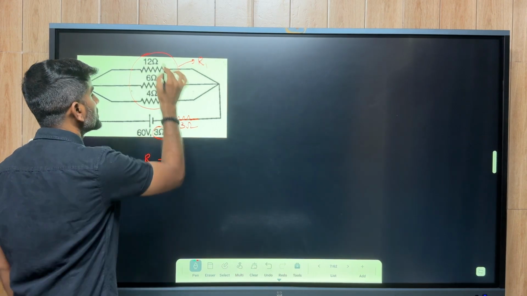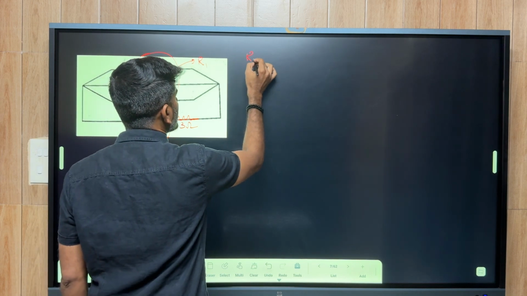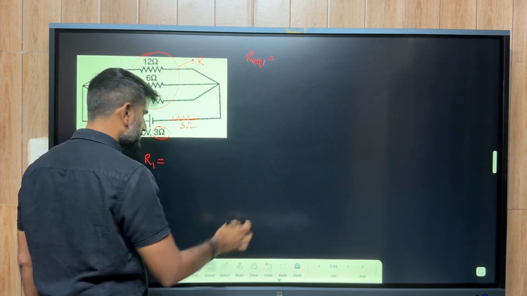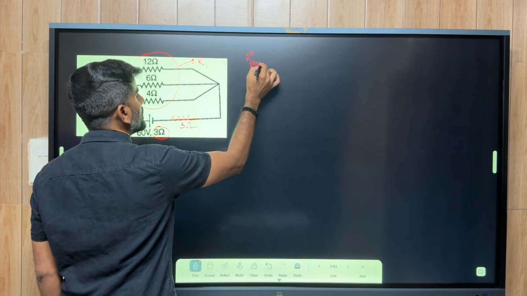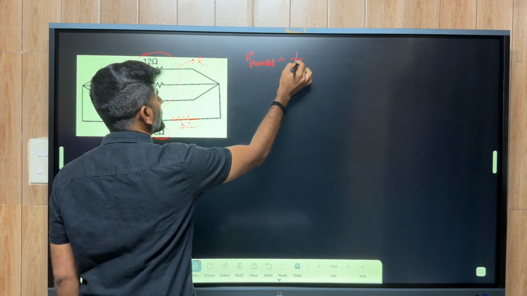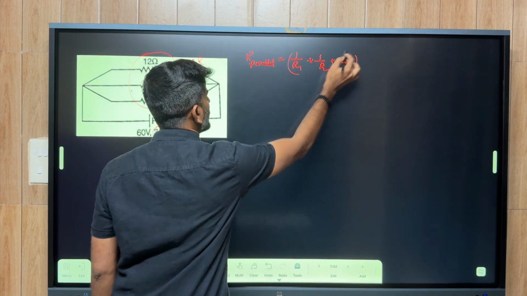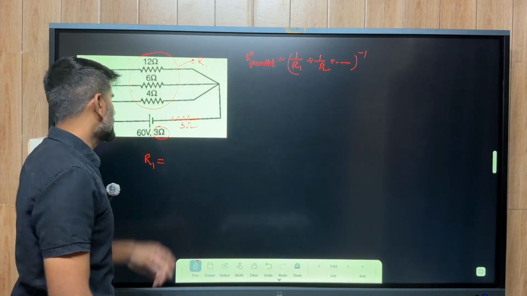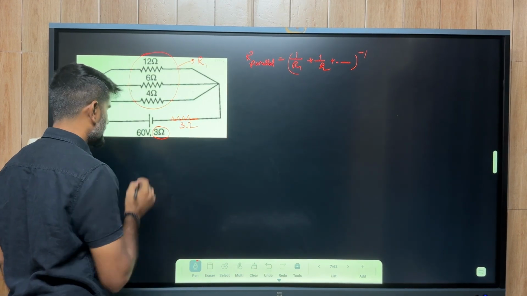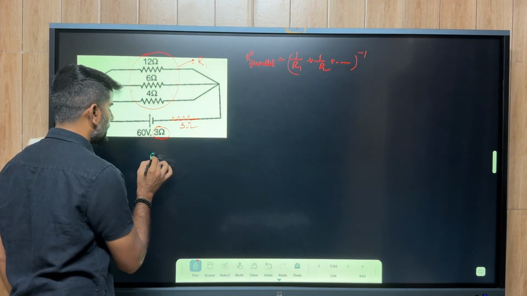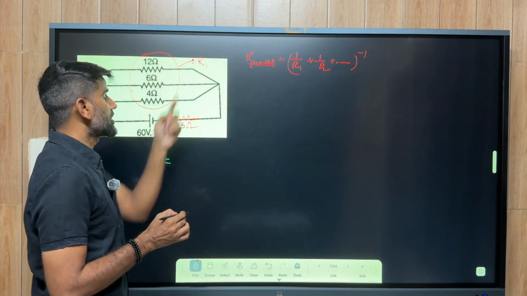R1. So this will be the equivalent resistance of all these 3 resistors. So in case of parallel combination, the equivalent resistance will be 1 by R1 plus 1 by R2, and so on, whole inverse, right? As we have 3 resistors here, I am going to write the equation something like this. Okay, I've considered the equivalent resistance of all the 3 resistors as R1.